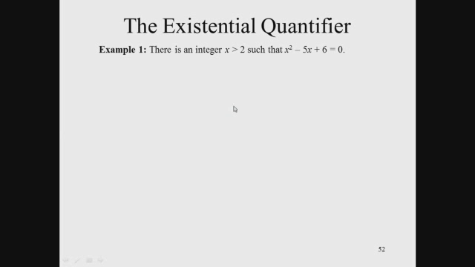The integer x is the object. What is the certain property? Being greater than 2. And what's the something that happens? x squared minus 5x plus 6 equals 0. Everybody okay with this example?